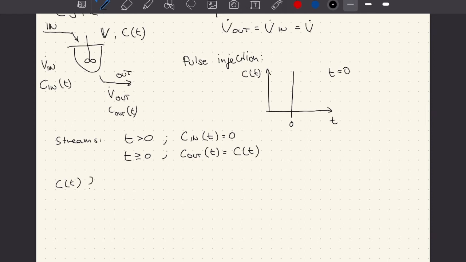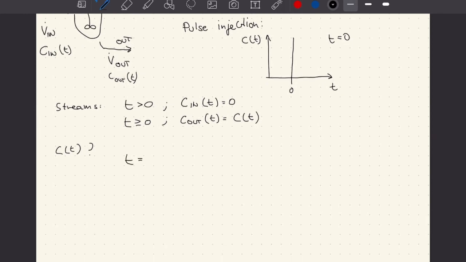And for this, what we can actually think is that at t equals 0, the concentration inside our CSTR will be equal to the concentration that is given by the pulse injection. In this case, we call it C0. And this is nothing else than the mass of tracer that we have injected divided by the total volume of the CSTR. And this can also be expressed by the concentration of tracer times the specific volume of tracer that we add divided by the total volume of the CSTR.